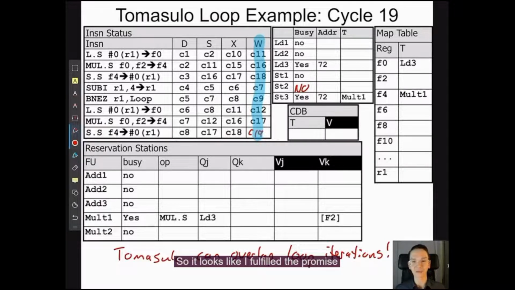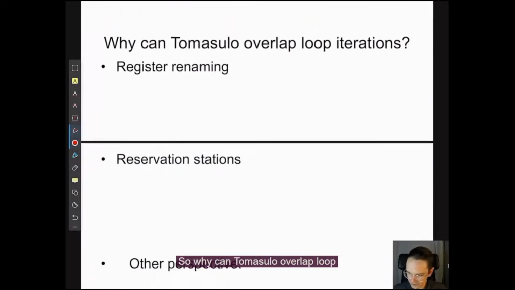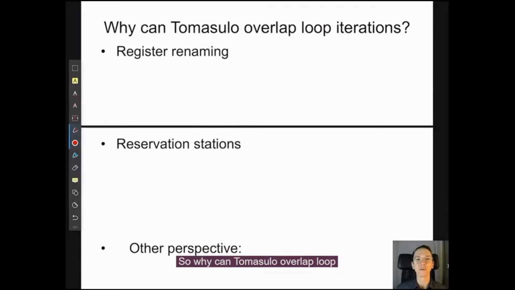So it looks like I fulfilled the promise at the beginning of the video to give you an example of dynamic instruction scheduling with a larger scope. This is a preview that Tomasulo can achieve a lot of the benefits of static loop unrolling. We can overlap loop iterations and find ourselves a large instruction scope, so long as these hardware queues and buffers are large enough. So why can Tomasulo overlap loop iterations?